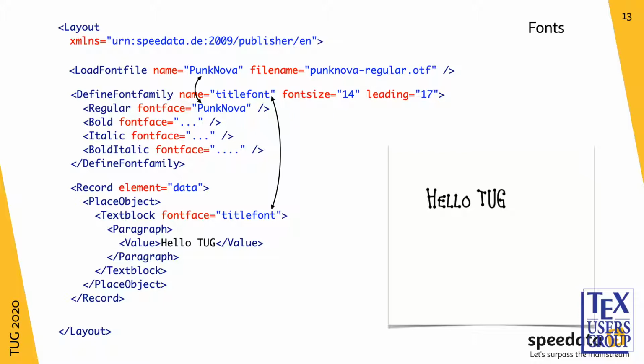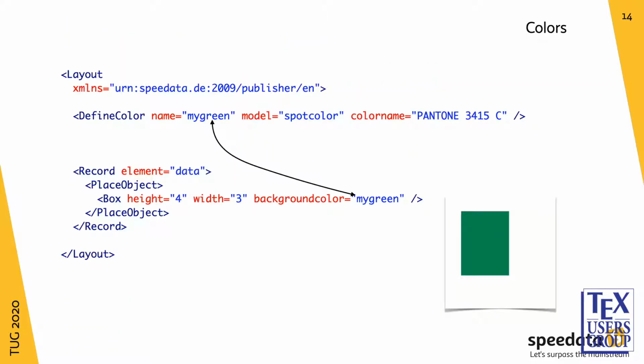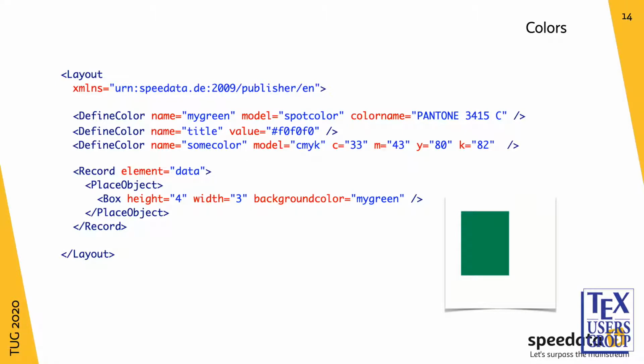Colors. Similar to fonts, you can define a color by giving it a name and using it later. The colors can be in different color spaces such as CMYK or RGB, or spot colors such as Pantone. Many spot colors are predefined, so you can use them right away. Did you notice the height and the width of the box? What are the units of the width and the height? That leads me to the next topic, the grid.